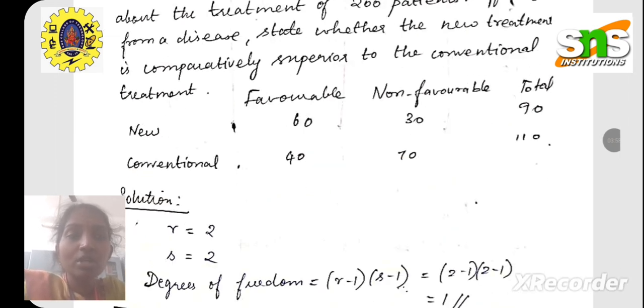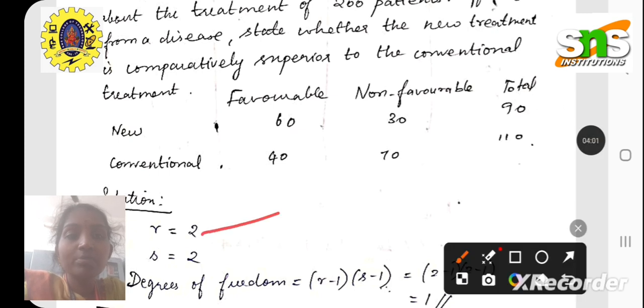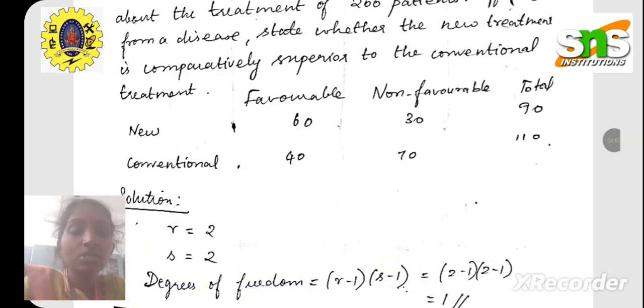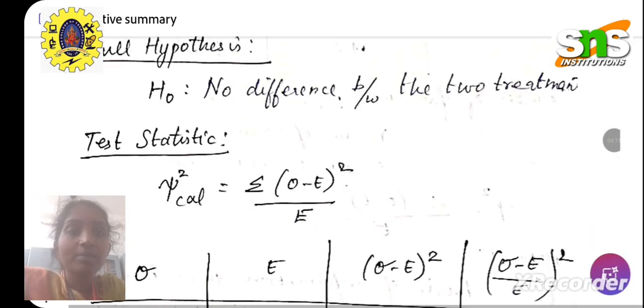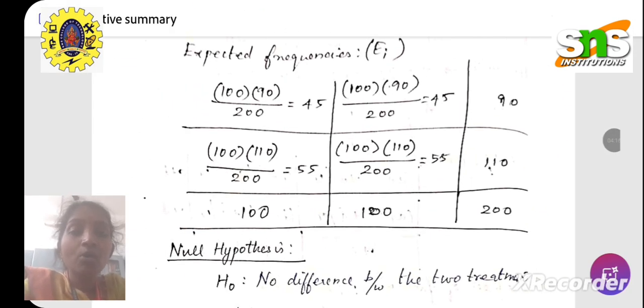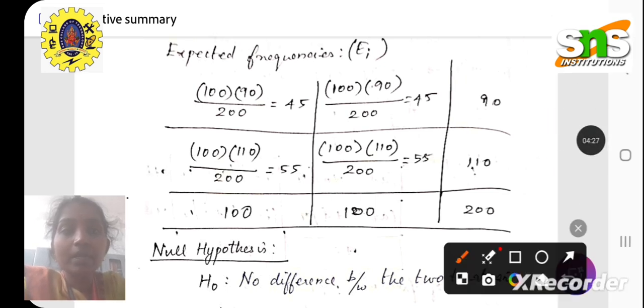How many rows are there? 2. How many columns? 2. So the degrees of freedom is r minus 1 into s minus 1, which is 2 minus 1 into 2 minus 1, which is 1. Now we calculate the expected frequency for the given data. We add up the corresponding row and the corresponding column, and divide by the total number n, which is 200.